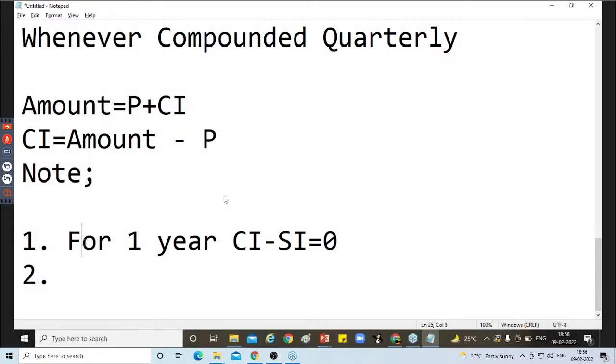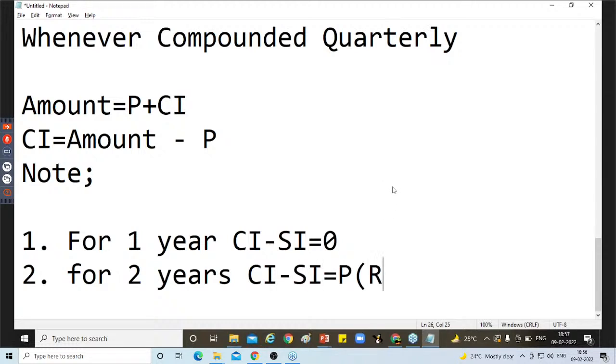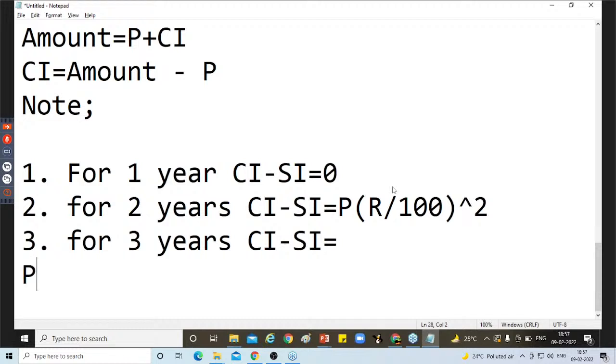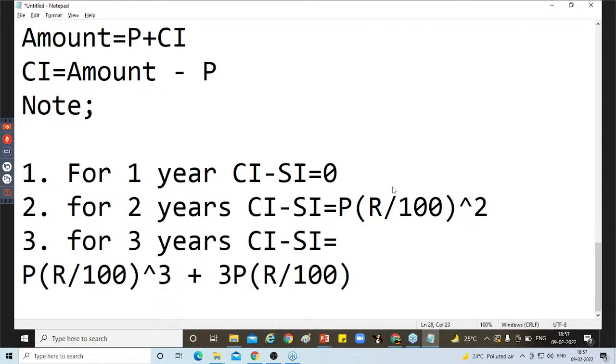Second one, for 2 years, CI minus SI, compound interest minus simple interest, the difference is a direct formula: P into R by 100 whole power 2. So no need to find simple separately and compound separately. Direct one. For 3 years, CI minus SI is equal to P into R by 100 whole power 2 into 3 plus R by 100, that is, 3P into R by 100 whole power 2.